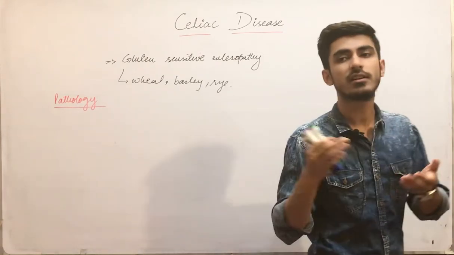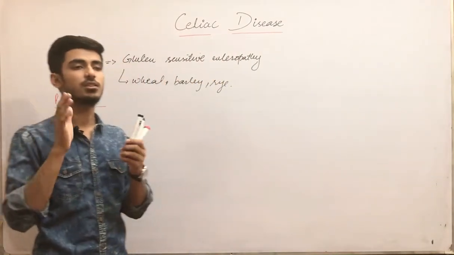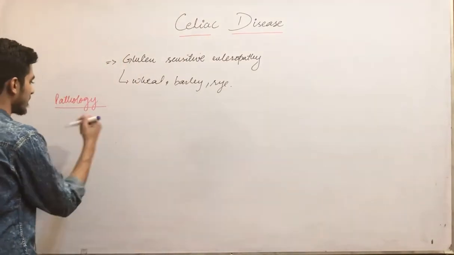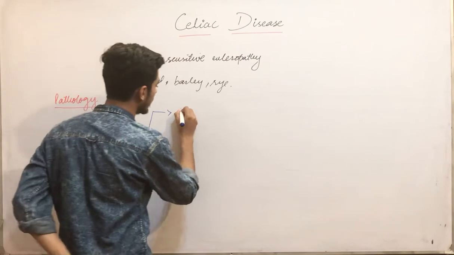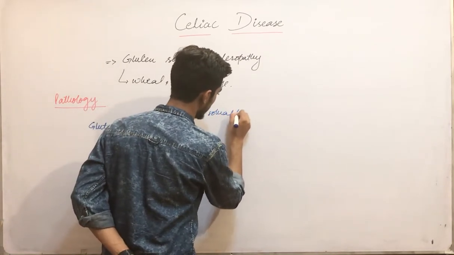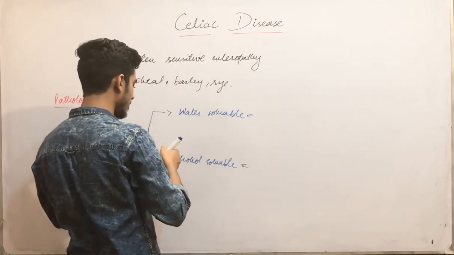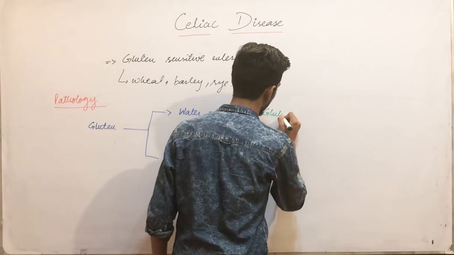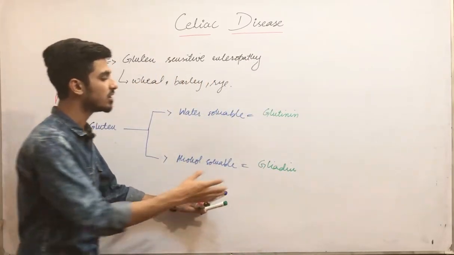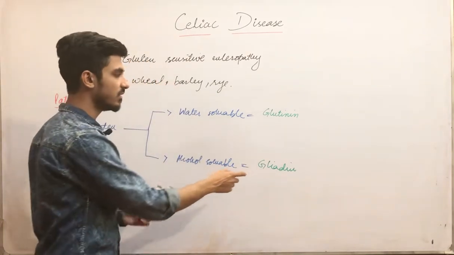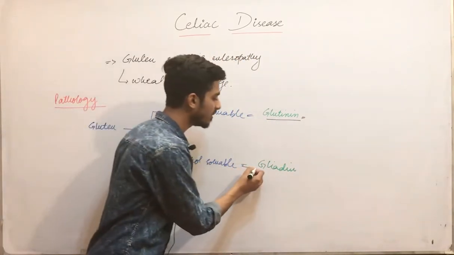Whenever we ingest gluten containing food, that is wheat, barley, rye or some other food that contains gluten, the gluten in the small intestine is broken down into two substances. Clear? It is broken down into a water soluble component and an alcohol soluble component. The water soluble component is called glutenin, and the alcohol soluble is the gliadin. Basically we are concerned with the gliadin. This is the main component of our disease, because glutenin is water soluble and is digested at the brush border of the small intestine, but we have the gliadin.